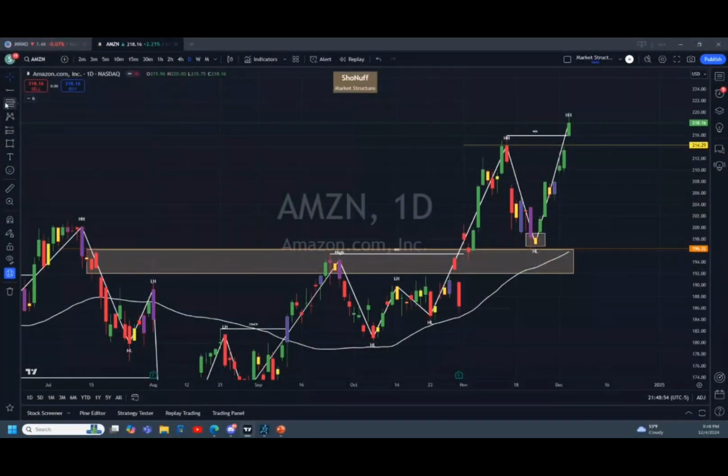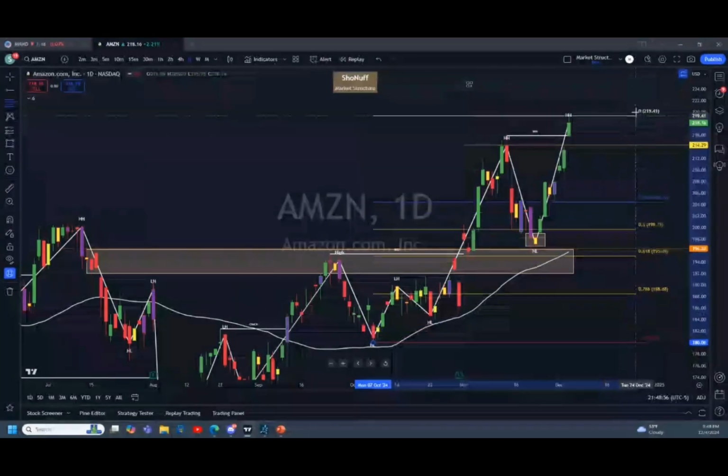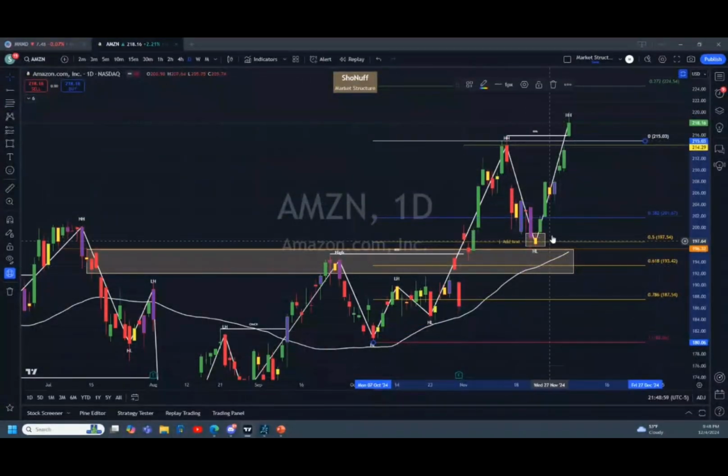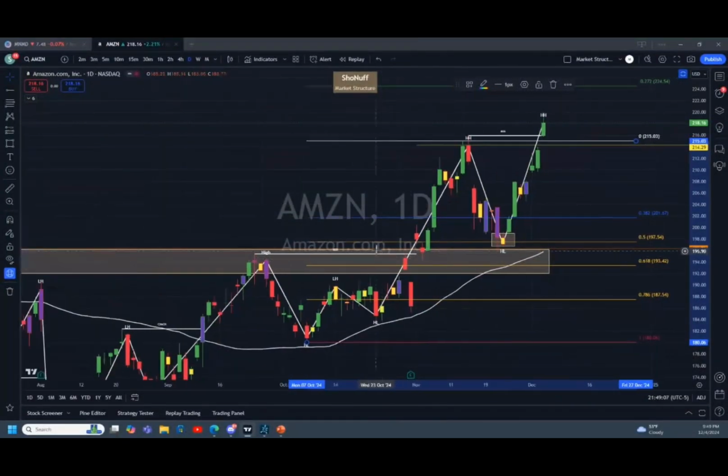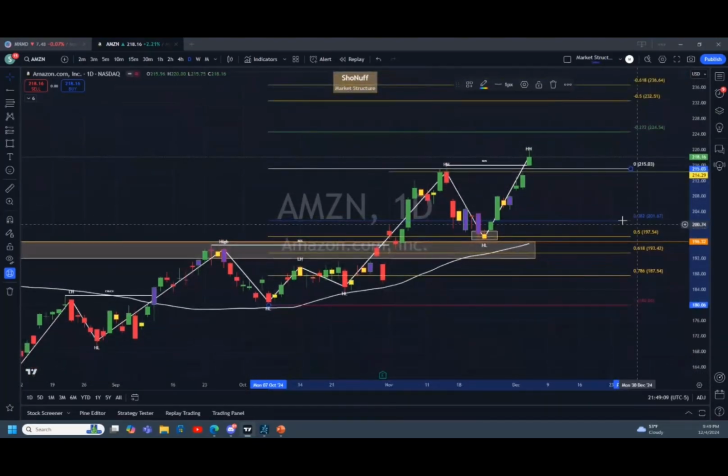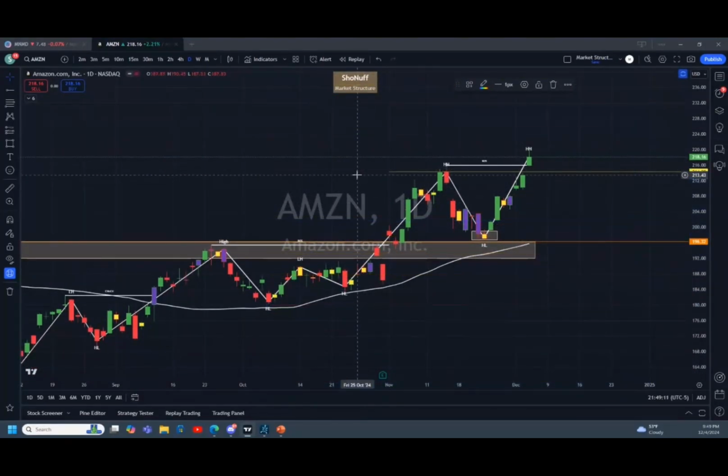How do I know what area to look at for a potential bounce? I draw my fibs, touch that golden zone area, boom. The thing is, a lot of people are not patient, right? Some people are not even patient enough to wait for a 5-minute candle to close, let alone an hourly candle to close or a 4-hour.